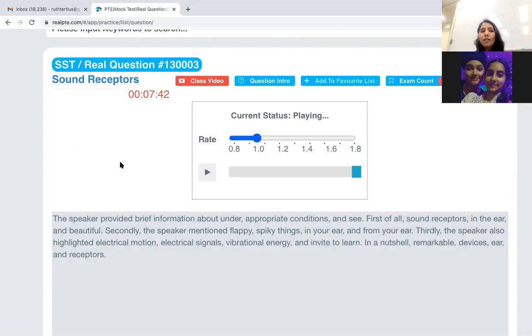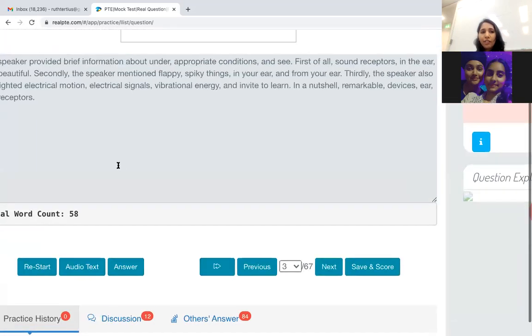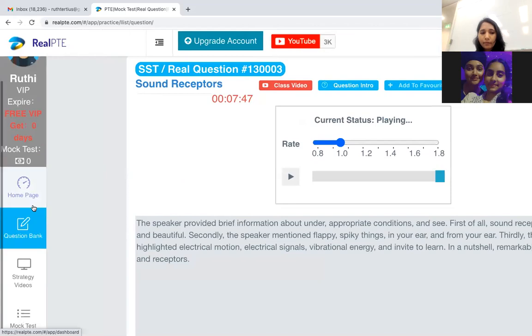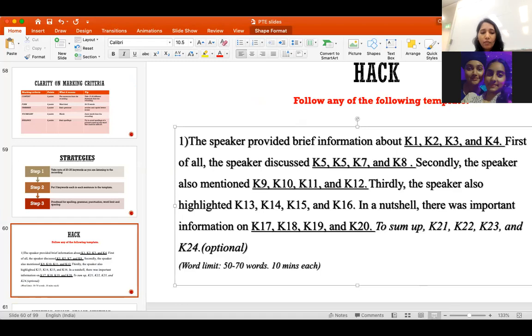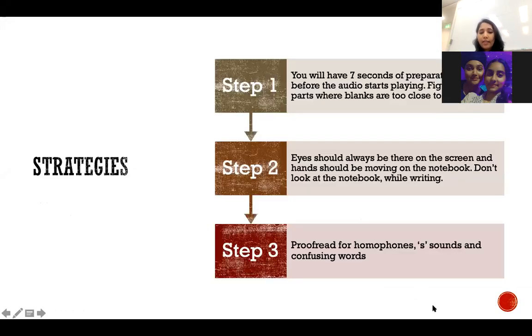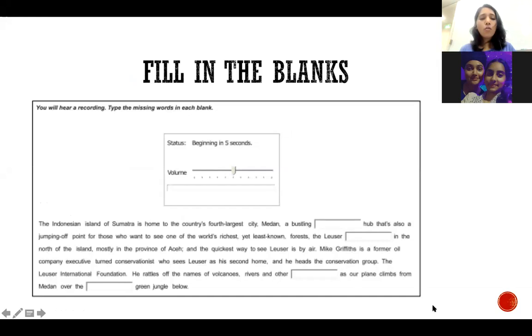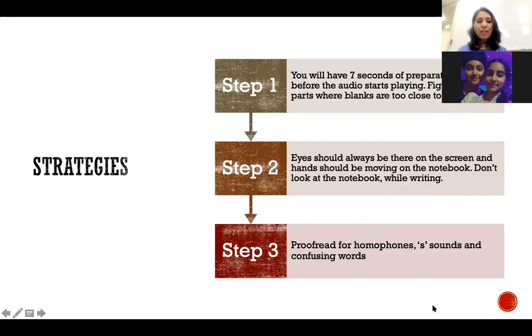So let's start off with the next question type, the fill in the blanks question. Are you ready? Yes, ma'am. Okay. So you know the strategy for, let me show the PowerPoint. Okay, so this was the strategy for summarize spoken text, which you did well. And the next question type, which is important for us, is called fill in the blanks, where what is the strategy here? So we have about 7 seconds or so before the audio starts. So the text will be displayed and there are blanks in the text. You have about 7 seconds before you start listening to the audio.